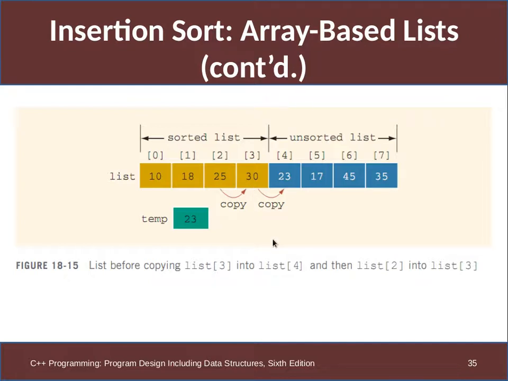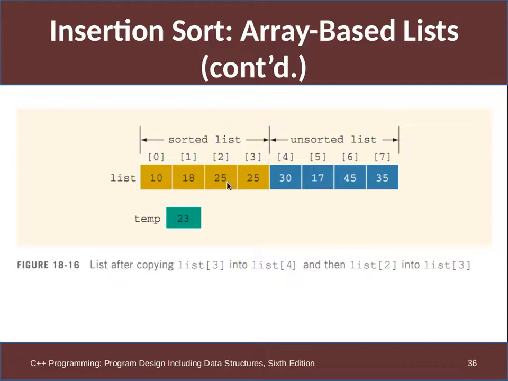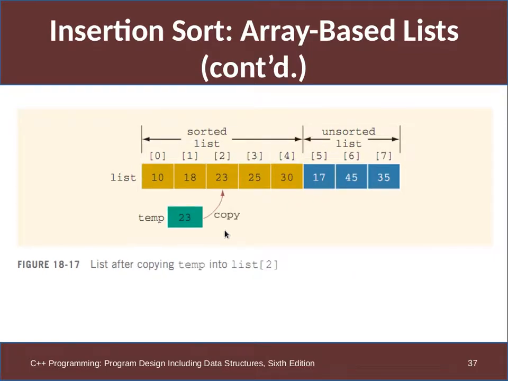Insertion sort's a little tricky, especially for arrays. So notice that it copied everything over. You have two 25s there, but what are we going to do? We're going to copy from our temporary to that location, and then we're done. Did that seem complicated? It's counterintuitive because you're thinking you have to shift everything down, but actually you shifted it. You know what I mean? It's counterintuitive.